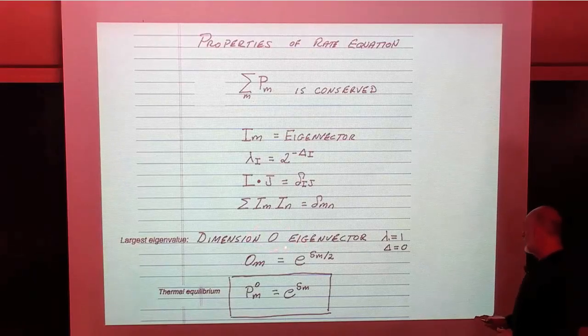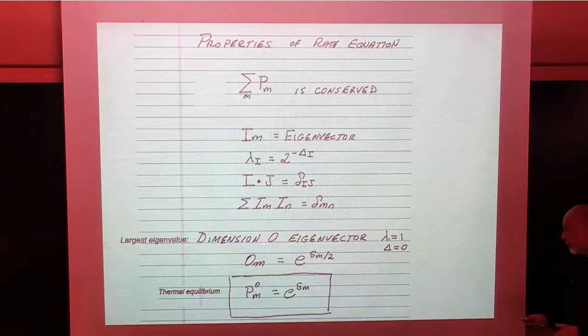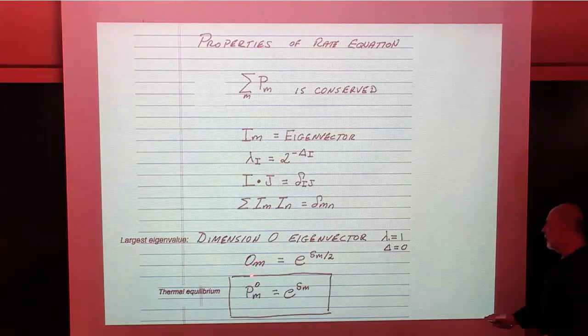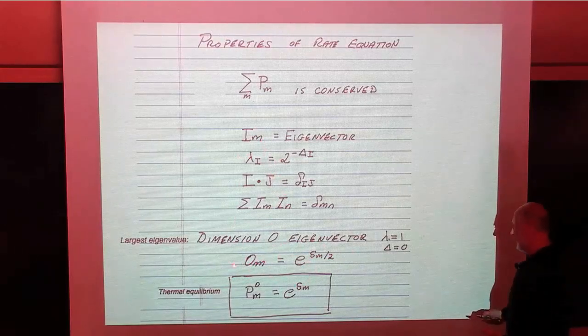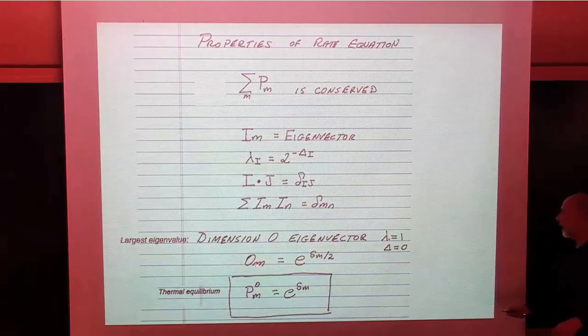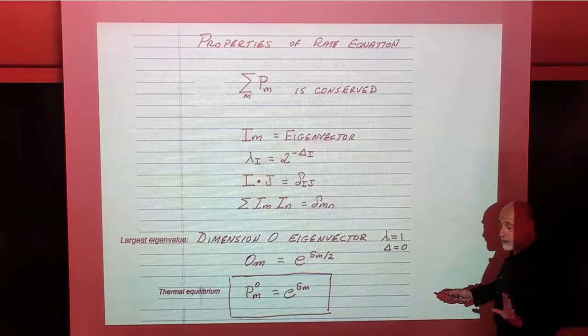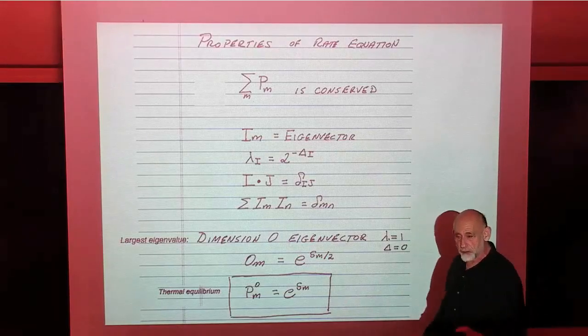The corresponding eigenvector will just be called O. It's not 0, but O, O for I don't know what. And O_m is the index structure of the vector O. It turns out to be e to the S_m over 2. Just plug it into the rate equations, and you'll find out that it works.